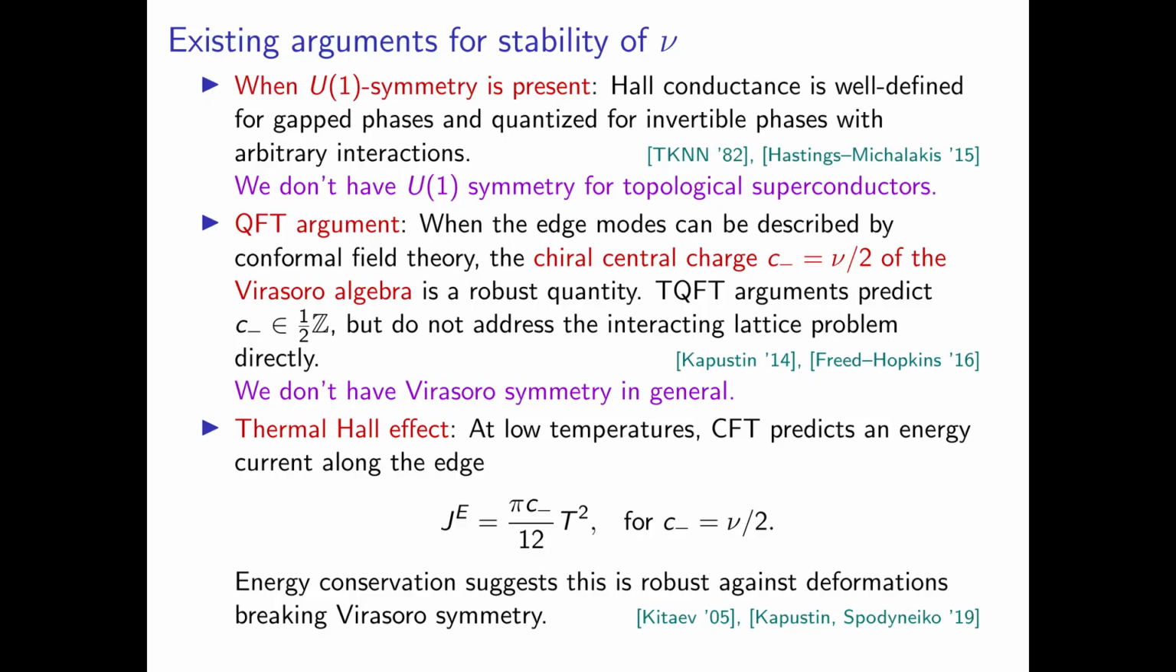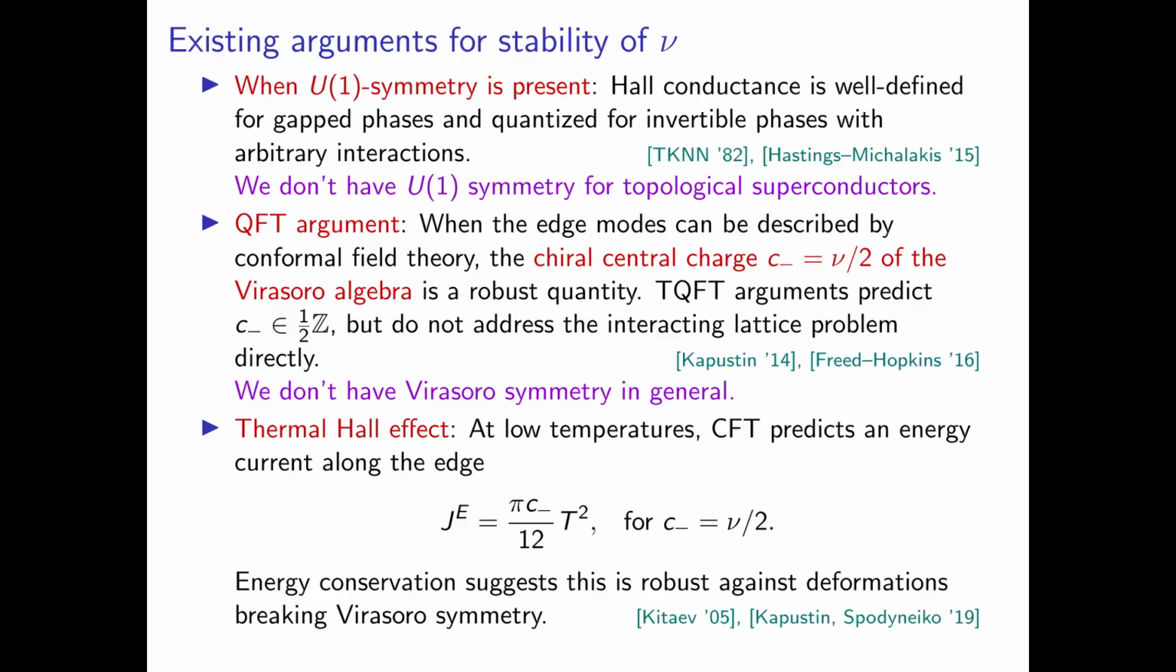But we want to address the problem when we don't have any U(1) symmetry. In this case, we don't have this robust Laughlin argument for the quantization of the electric Hall conductivity. But there is a quantum field theoretic argument. Under some favorable circumstances at long distances, our system can be effectively described by a field theory. And in this field theory, we have an extra symmetry, a very big group of symmetries. If you consider the edge mode, we have this Virasoro symmetry that is characterized by the central charge. And in field theory, this is a robust quantity because it's related to a gravitational anomaly.